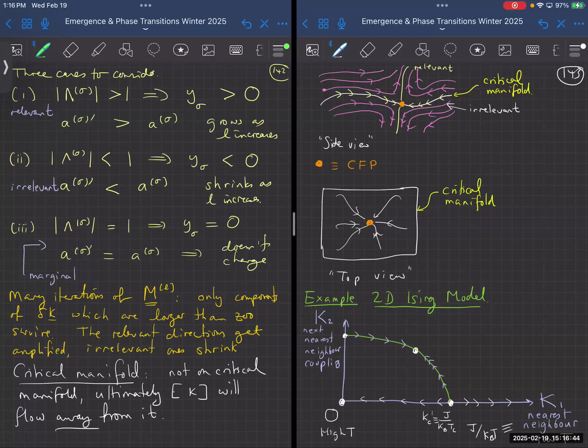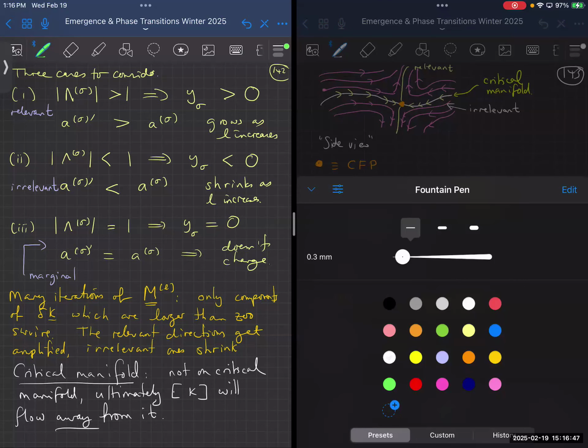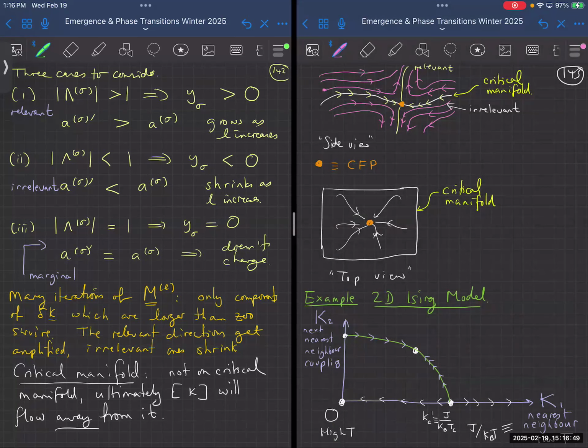Okay, but this is the critical manifold that I've just drawn for you. But we know that there actually have to be relevant directions. In fact, we know how many directions there have to be. There have to be 2. Why? Because think about what a relevant direction does. A relevant direction pushes you away from the critical manifold. It pushes you away from the critical fixed point. So if you want to actually put the system at a critical fixed point, you have to adjust a bunch of variables. Each variable that you have to adjust corresponds to one of the relevant directions.